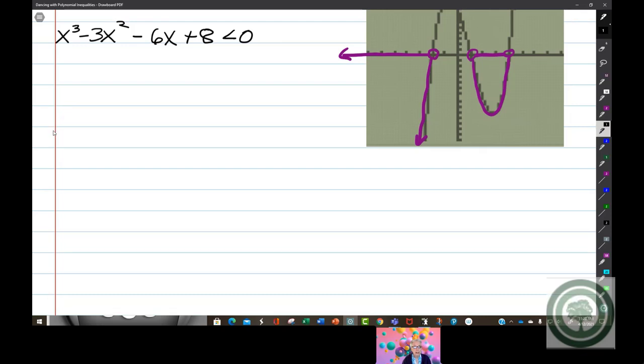So what are we gonna do now? All is lost. No, it's not. We're going to take x to the third minus 3x squared minus 6x plus 8 equals 0, and we're going to use the rational zeros theorem. We're going to use P over Q.